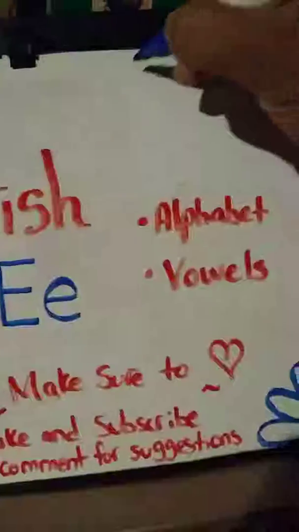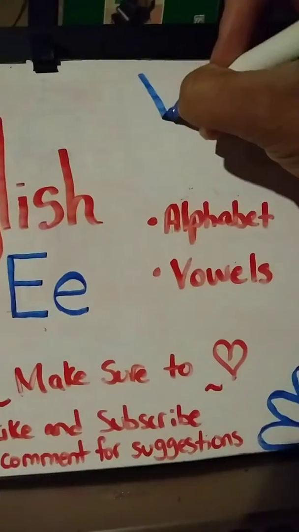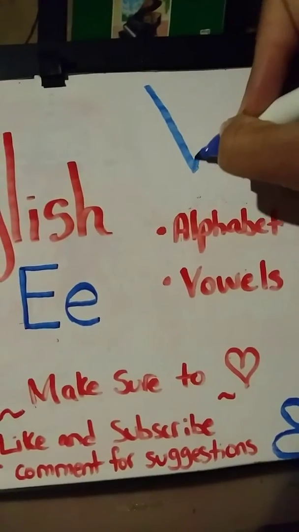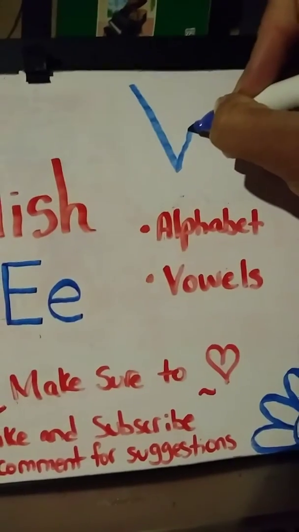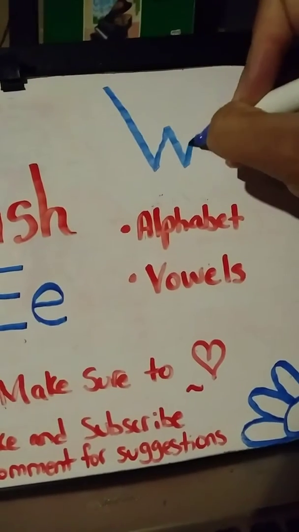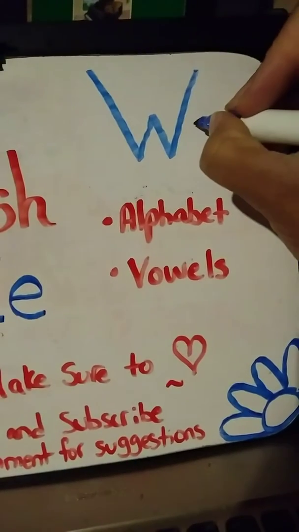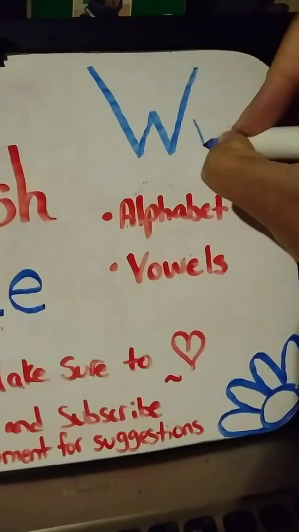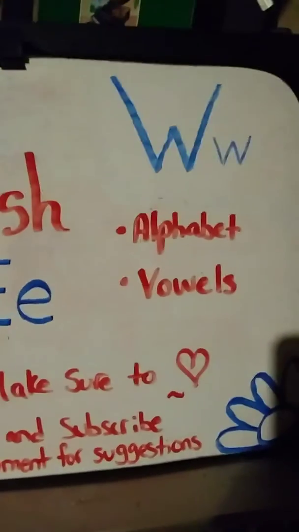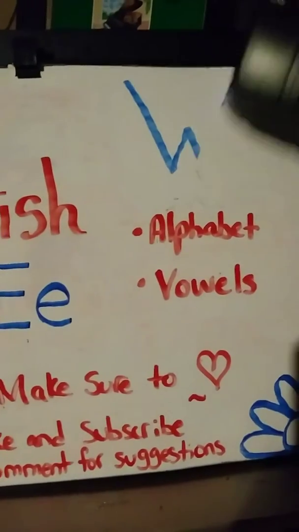Alright, next the letter W. You're going to do the same motion as a letter V. You're going to go down slanted. You're going to bring it up, halfway stop. You're going to slant it back down again. And bring it all the way up in the opposite direction. You're going to do the same thing for the lowercase. W. W makes the w, w, w sound.